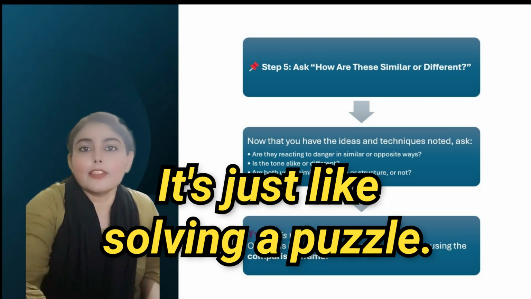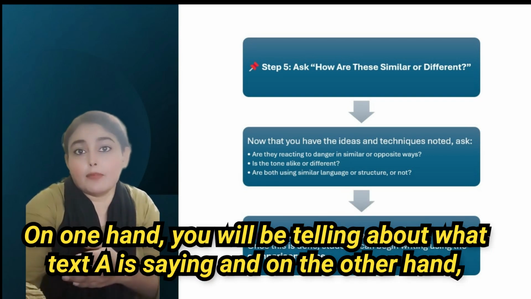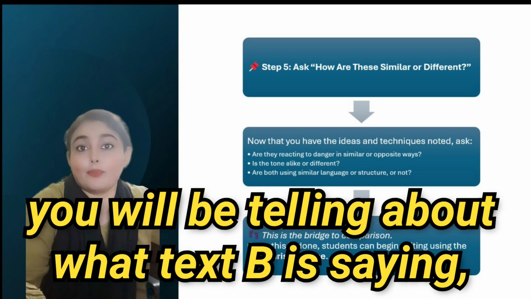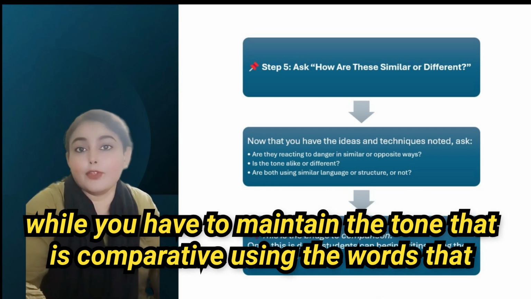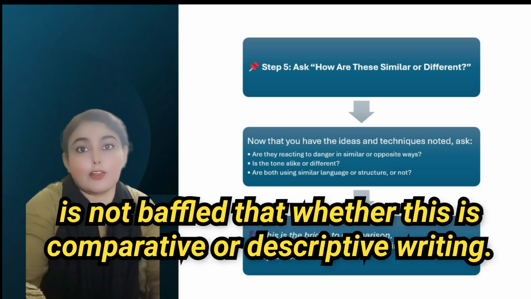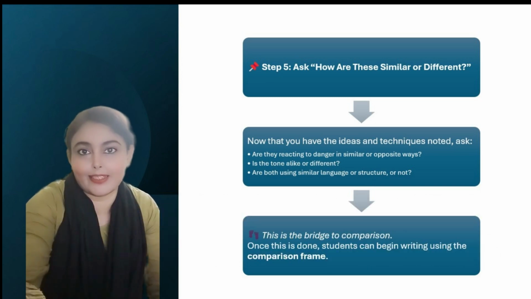It's just like solving a puzzle. On one hand, you will be telling what Text A is saying, and on the other hand, you will be telling what Text B is saying. While you have to maintain the comparative tone, using words that themselves bring that comparative tone into the entire structure, so your examiner is not baffled as to whether this is comparative or descriptive writing.